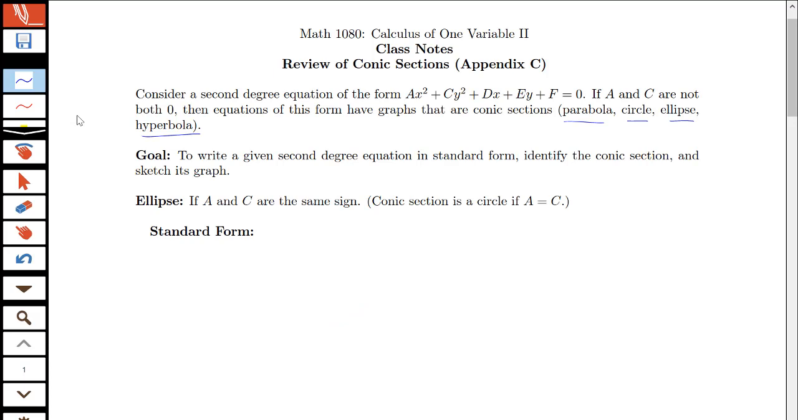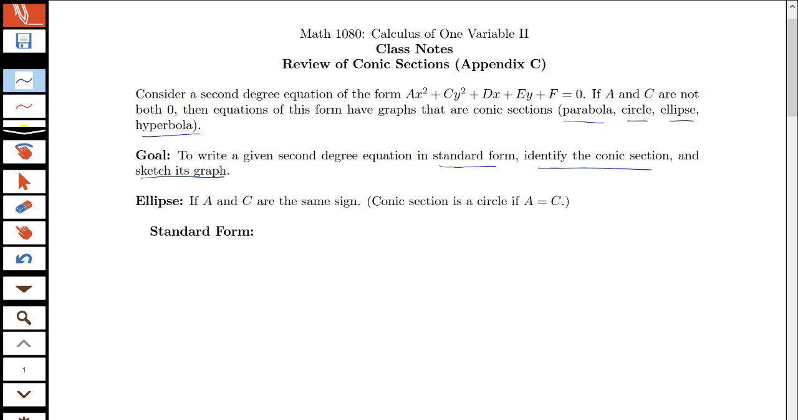Our goal within this material is to take a second degree equation. That'll be something where I have both x squared and y squared terms, or at least an x squared term or a y squared term. I can't have both a and c be 0. So I have one of these second degree equations, and my goal is to be able to write that equation in standard form so that I can identify which of the 4 types of conic sections I have and then sketch its graph. So we'll start with looking at ellipses.